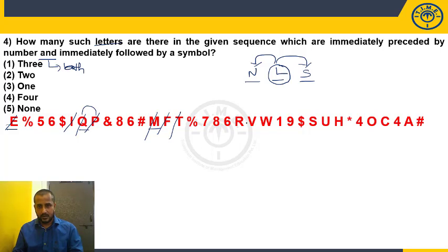Next. Or. Is it preceded by a number? Yes. Okay. But "and" means both conditions need to be satisfied. Is it followed by a symbol? No. Leave it. Now W.